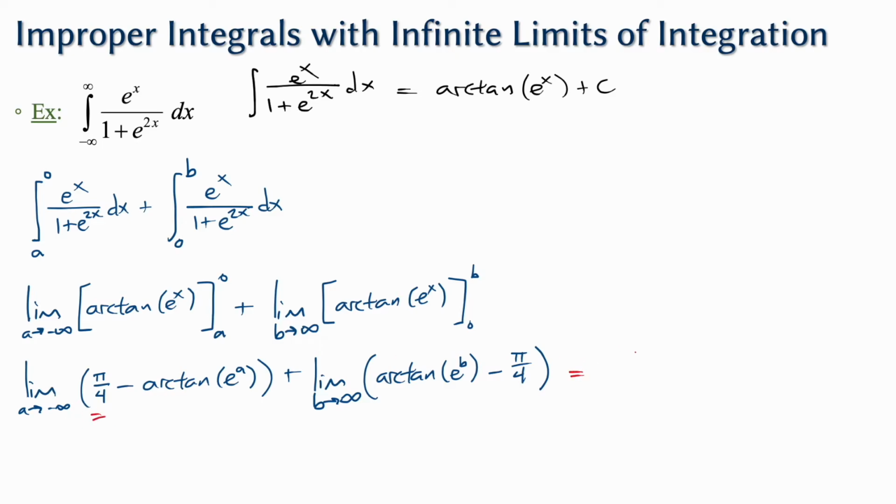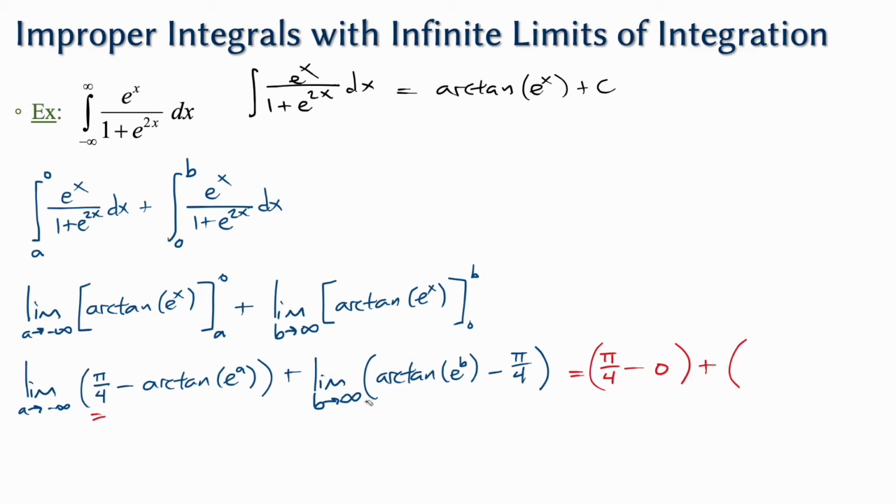First off, this part here goes to pi over 4 because it's constant. So looking at this part, as we let a approach negative infinity, that takes it to e to the negative infinity, which goes to 0. And the arctangent of 0 is just asking you, what value of tangent makes 0, and that is 0. Plus, we basically get the same thing over here.